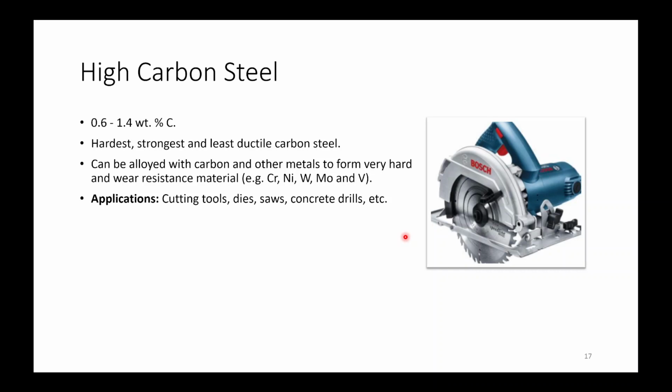Now high carbon steels. These will have carbon from 0.6 to 1.4 weight percent, and these are the hardest, strongest and least ductile carbon steels. These can be alloyed with other metals to form very hard and wear resistant materials, for example chromium, nickel, tungsten, molybdenum and vanadium. And the applications are in making cutting tools, because these should have very high hardness and wear resistance, and these are used in making dies, saws, concrete drills, etc.